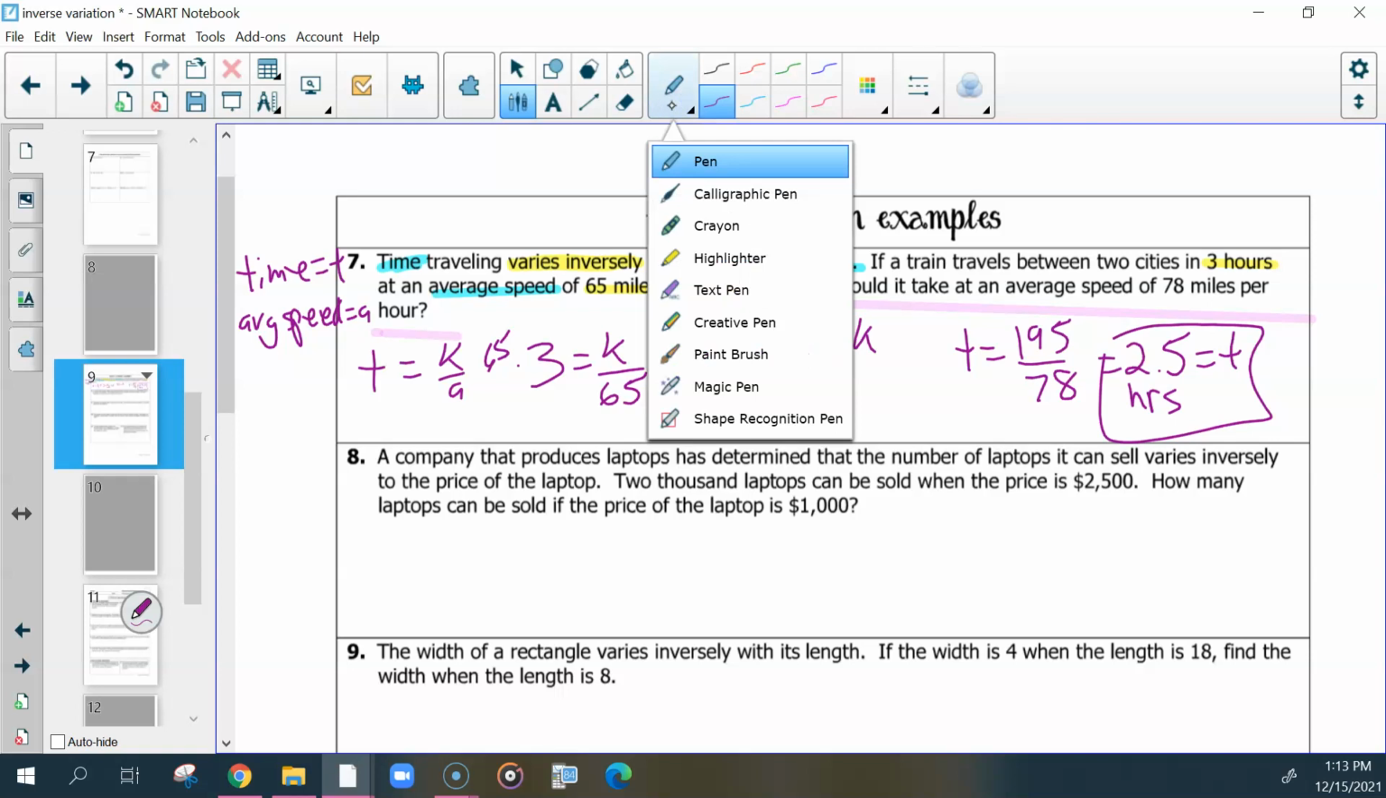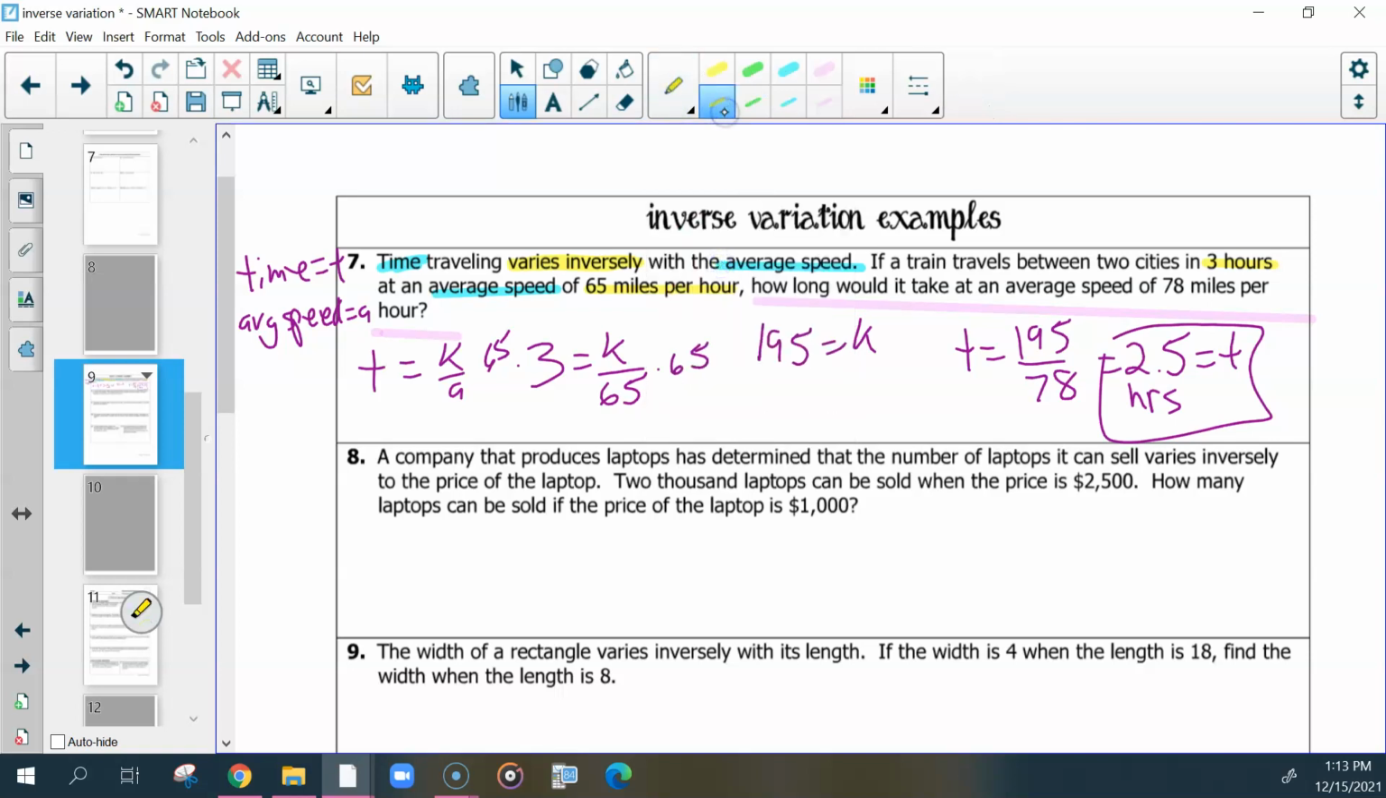For number 8, I'm going to read it and highlight as I'm reading. The company that produces laptops has determined that the number of laptops it can sell varies inversely. Wow, I deleted my highlight. Varies inversely to the price of that laptop. Then it tells us 2,000 laptops can be sold when the price is $2,500. So let's set that up.